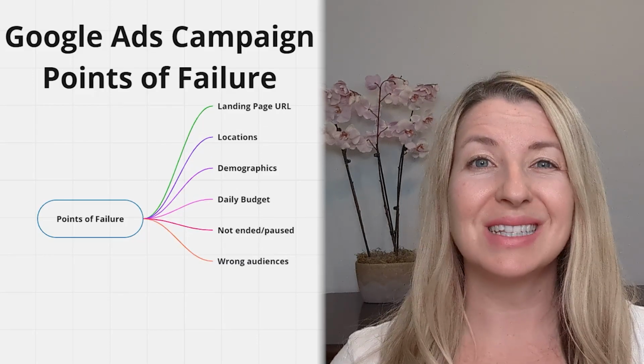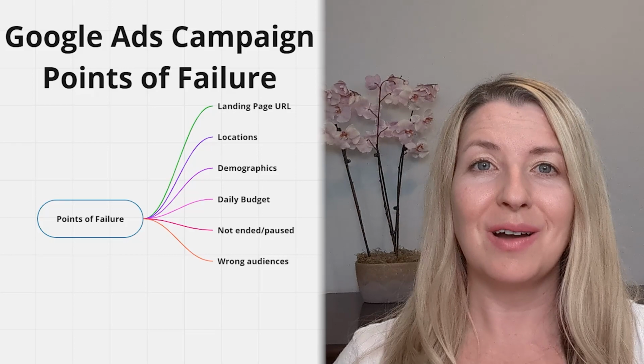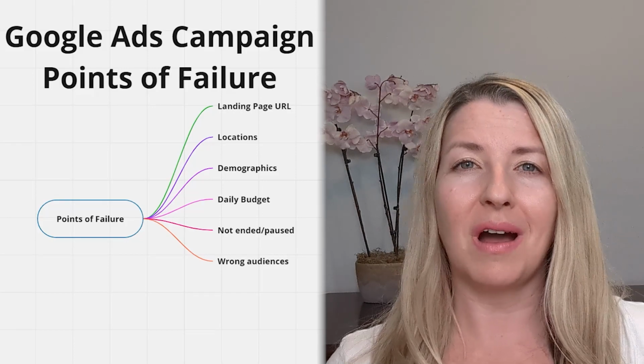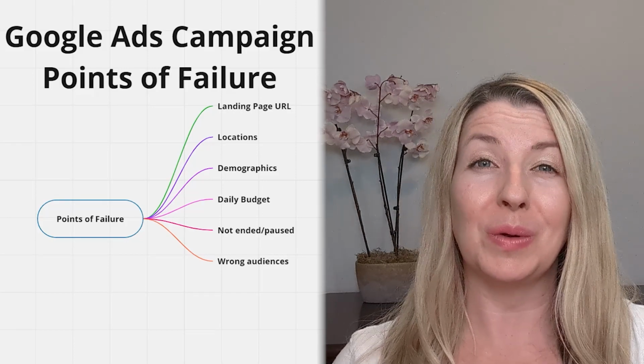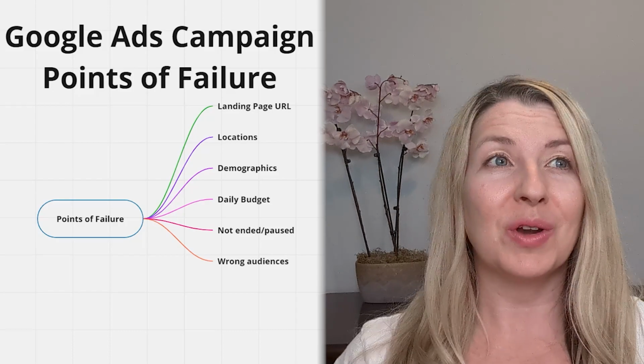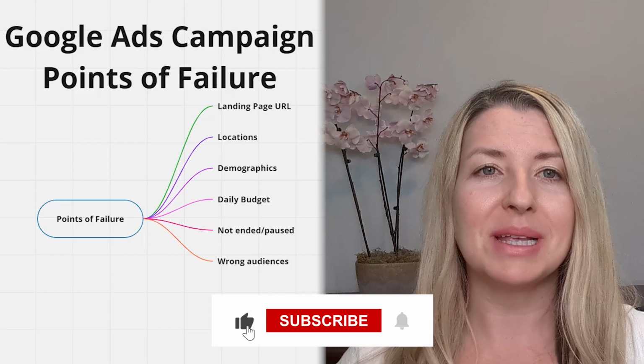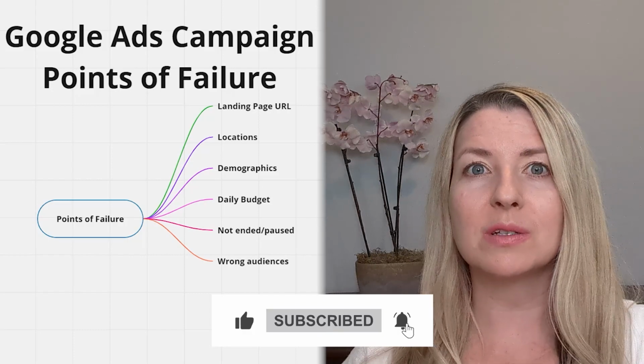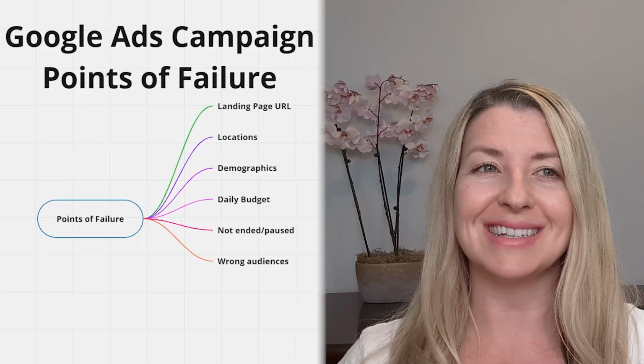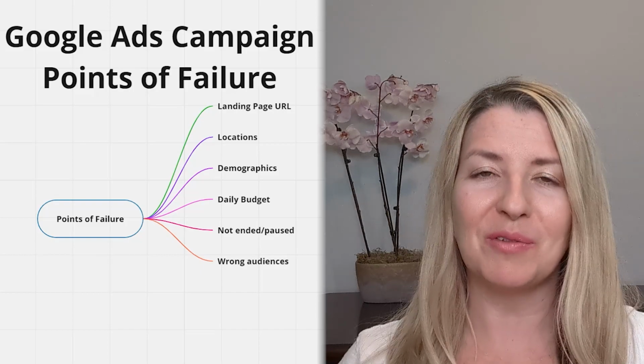Number 6 is wrong audiences. Now, if you accidentally add a wrong audience, or you forget to add an audience, or you accidentally pause an audience in an ad group that has a campaign still running, then Google will start serving your ads to all audiences. And so that's something you want to avoid happening.